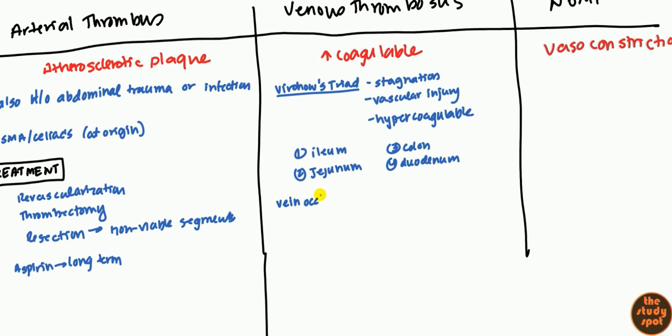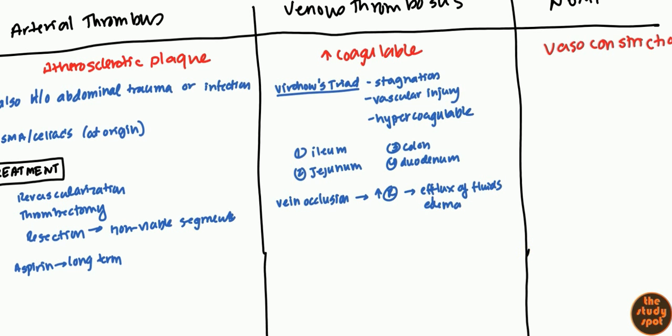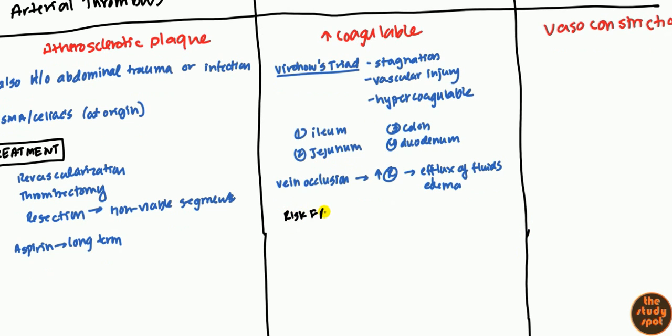Well, you generally have a vein occlusion. And once you have a vein occlusion, this leads to increased resistance. This leads to an efflux of fluid and edema of the wall. Eventually this edema will get so much that it can include the arterial system and lead to ischemia. So what are the risk factors? We'll talk about that now.